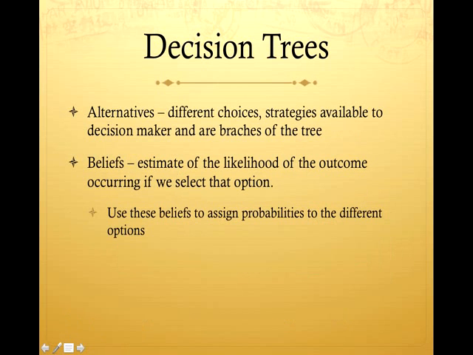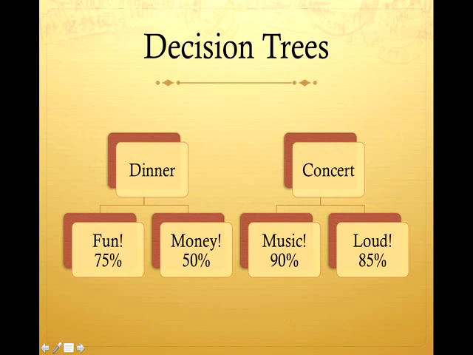So let me show you how that looks. So the 75% here for fun, 50% for money, 90% for music, but 85% for loud. So that is my estimate of the likelihood of that happening if I pick either dinner or concert.